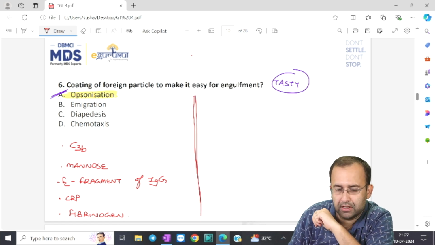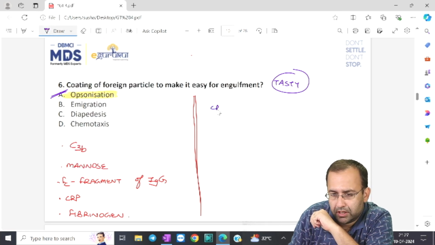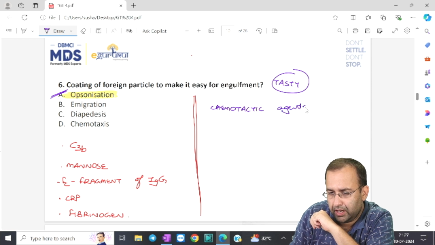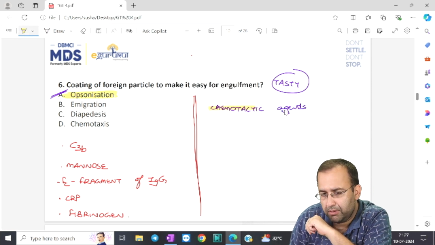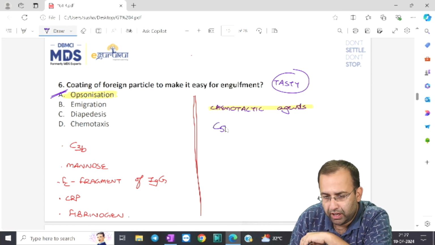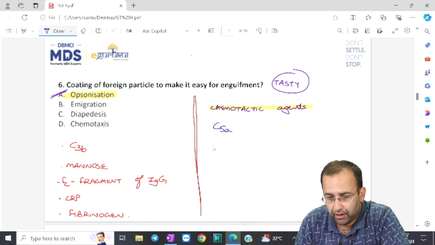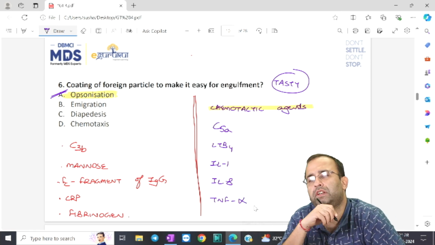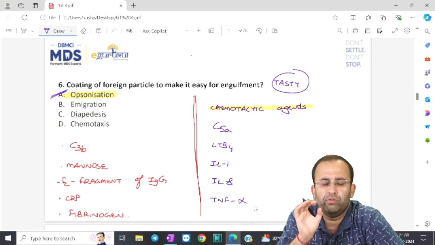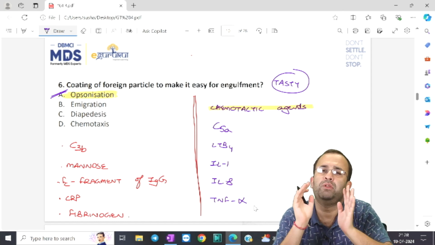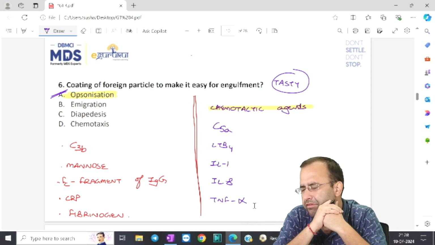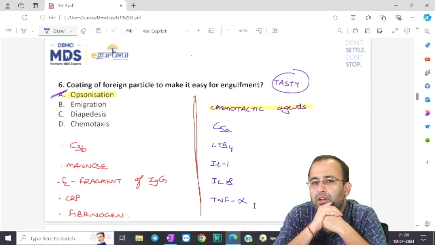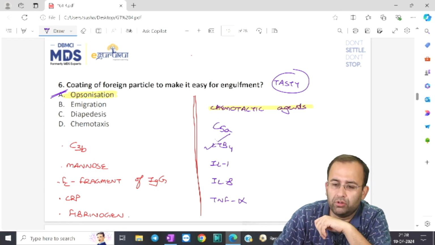Versus, which are the chemotactic agents? The substances that help in chemotaxis. Chemotactic agents being C5a, the complement protein, leukotriene B4, interleukin 1, interleukin 8 and TNF alpha, tumor necrosis factor alpha. There is again no way you can confuse opsonization agents from chemotactic agents in the chapter inflammation, which is very important. Which is the most potent chemotactic agent? Leukotriene B4. Simple.